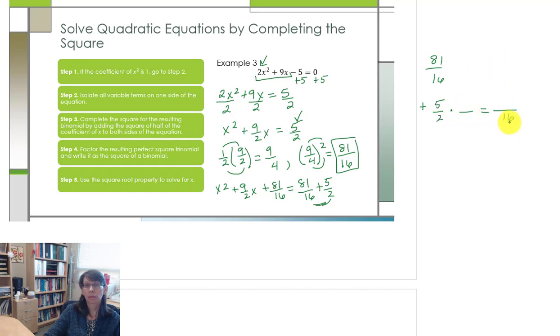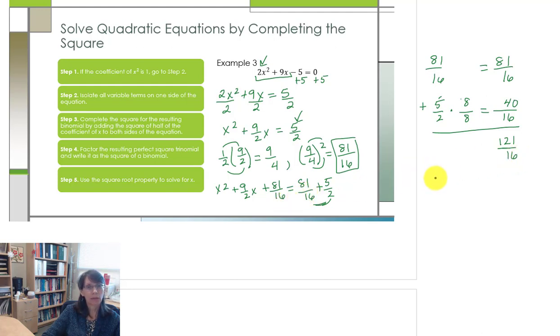So 2 times what would make 16? 2 times 8 makes 16. Therefore, the numerator has to also be built up by a factor of 8. 5 times 8 makes 40. So 40/16 added to 81/16 will give us some amount of 16ths, right? So 81 added to 40 is 121/16. So now we have the sum on the right-hand side of the equation.